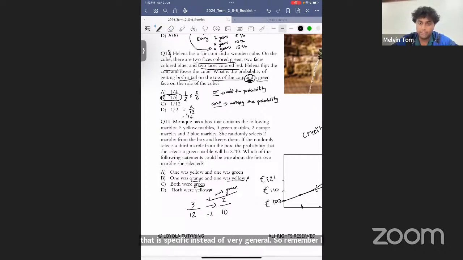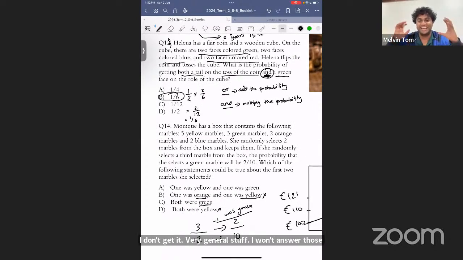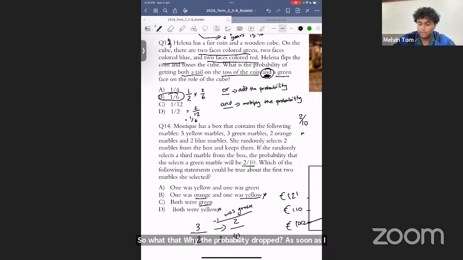Why the probability dropped? As soon as I said that, someone just said, I don't get it. Guys, as I mentioned, I'm sure you're smart enough to figure out at least some of it. Tell me which part you don't understand. So for example, the student earlier said that they don't understand why it's 2 out of 10 when there's 12 marbles.